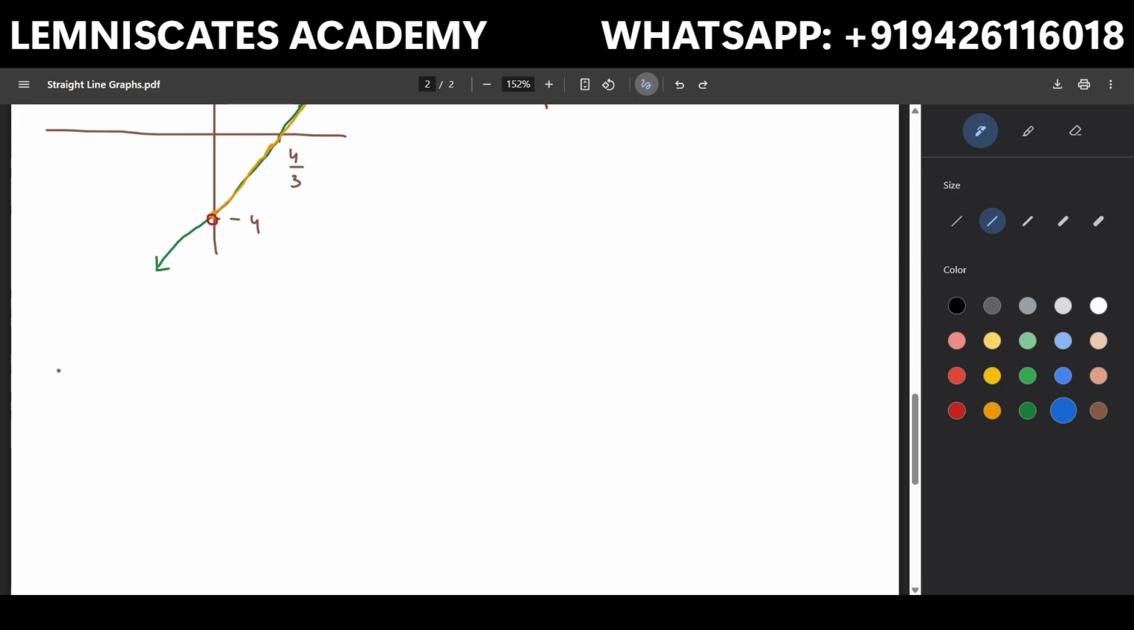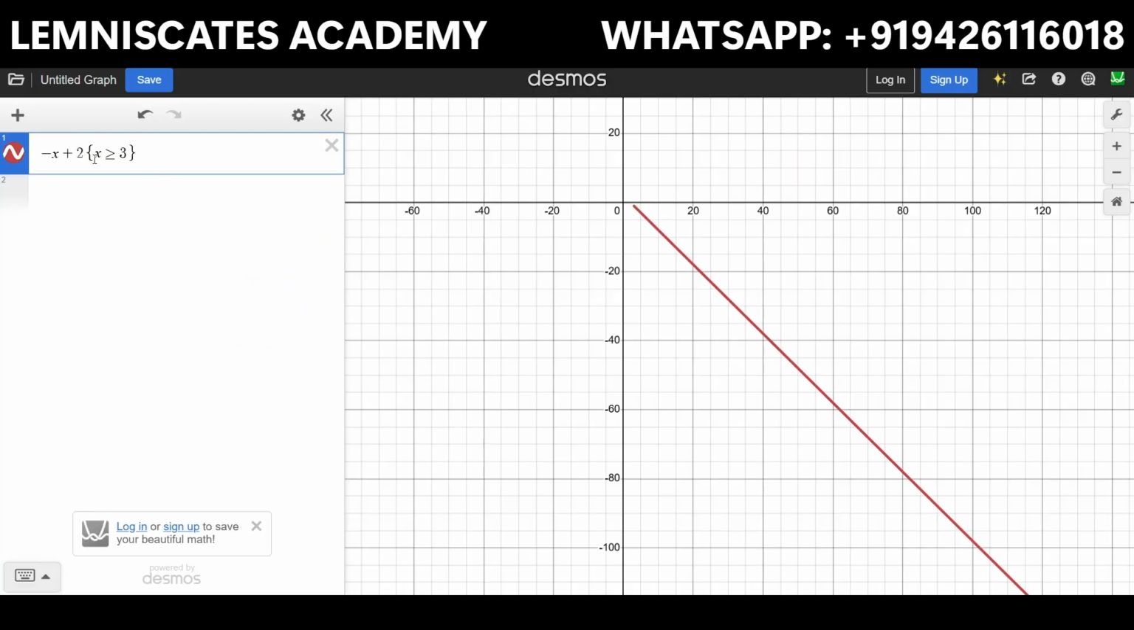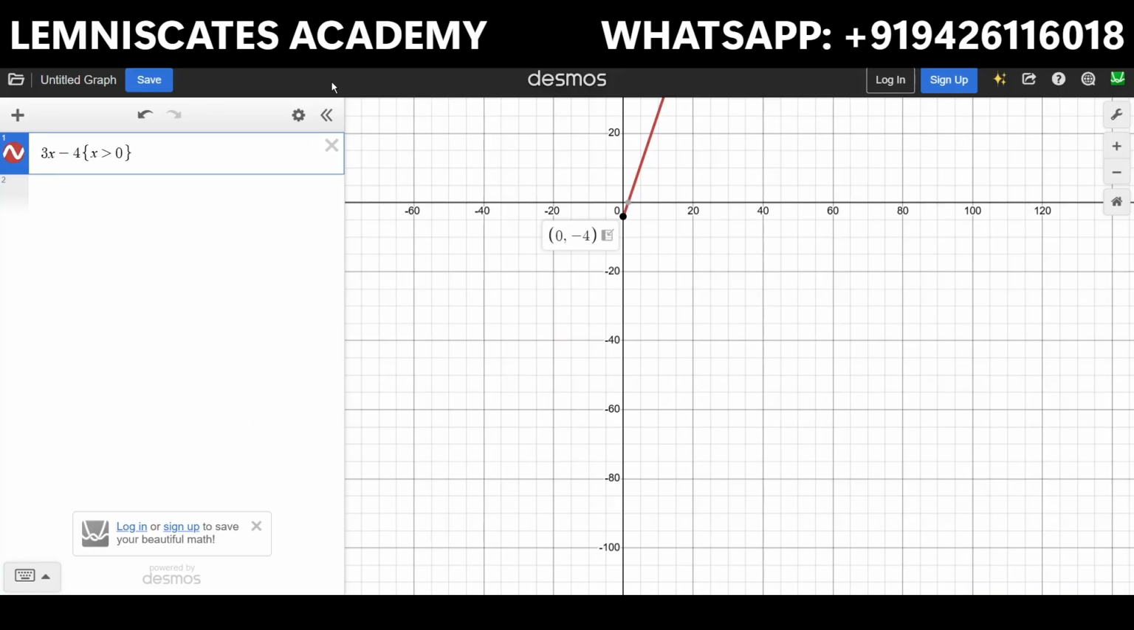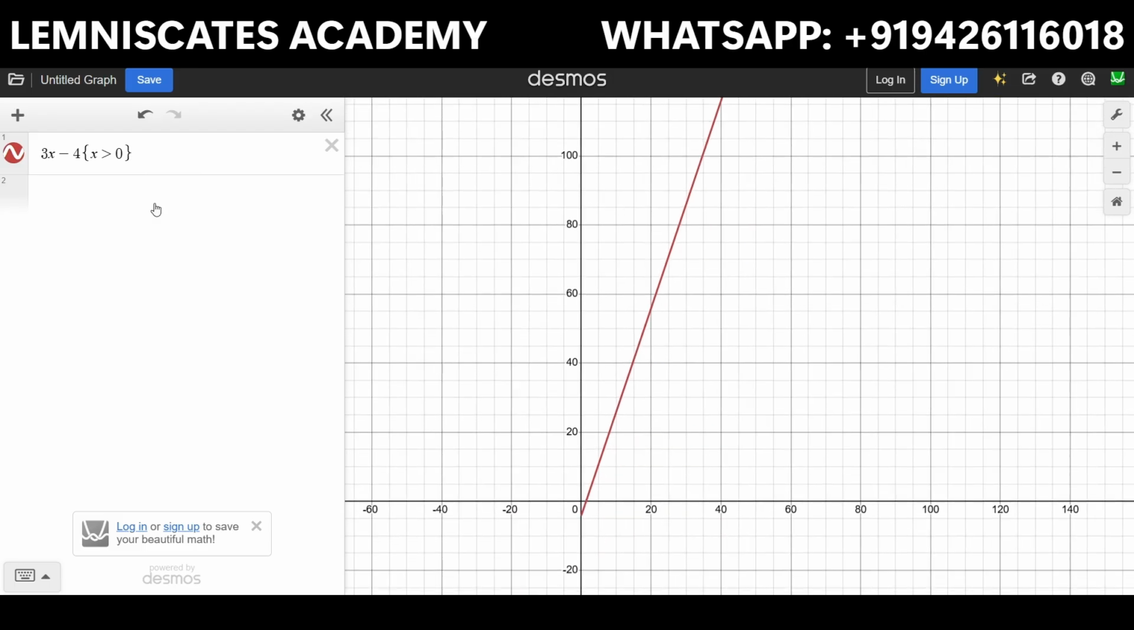Now one last question I'll deal with, and after that, just like this, you can keep on practicing by yourself. Of course, I forgot to check this result, 3x minus 4, and x was greater than 0 this time. So you can see that at this point, minus 4 is there, and everything above minus 4 was part of your range. As you can see, everything above that is a part of your output. Of course, when x was equal to 0, y was equal to minus 4, which is not going to be part of the range because x was not part of the domain.